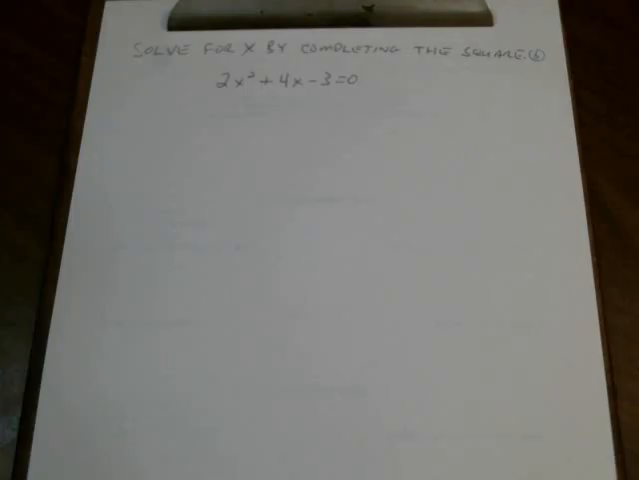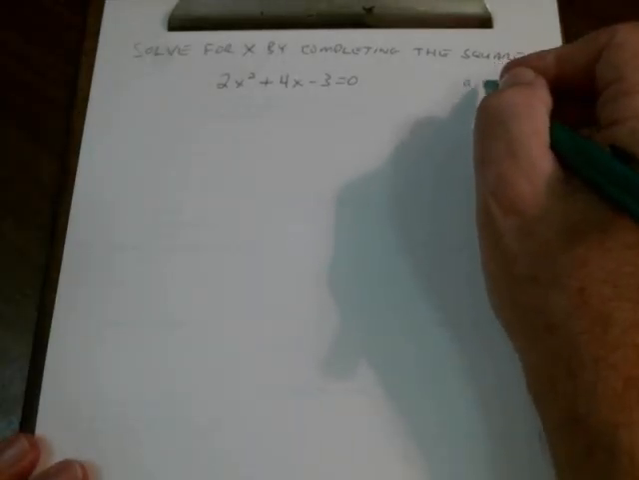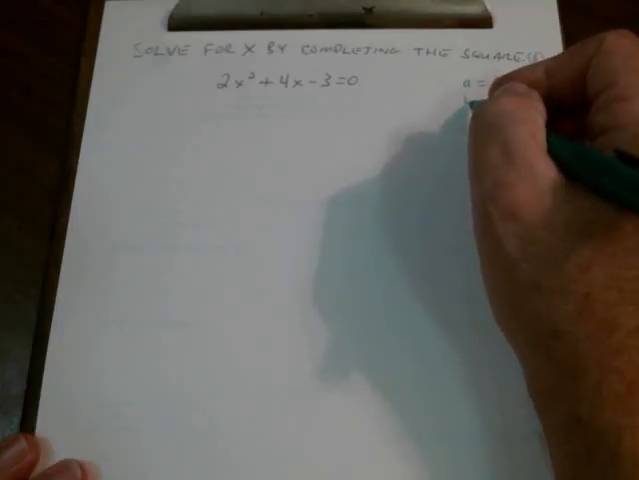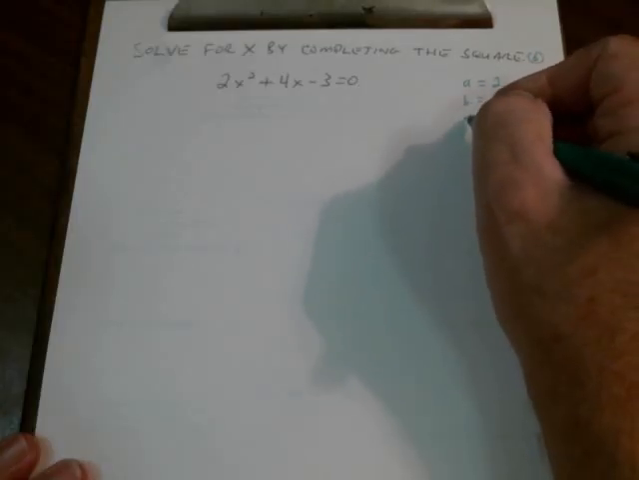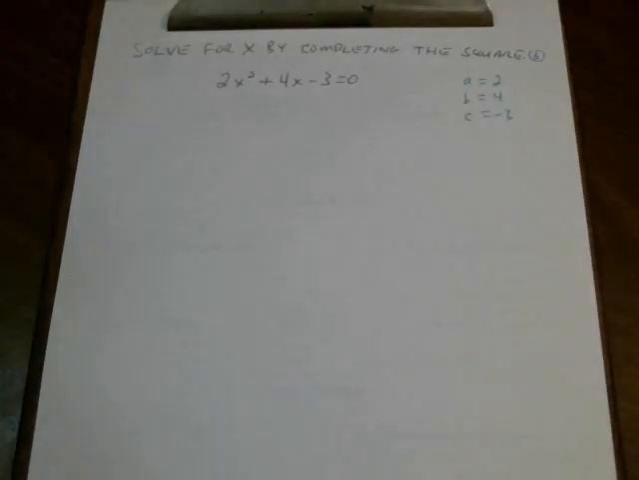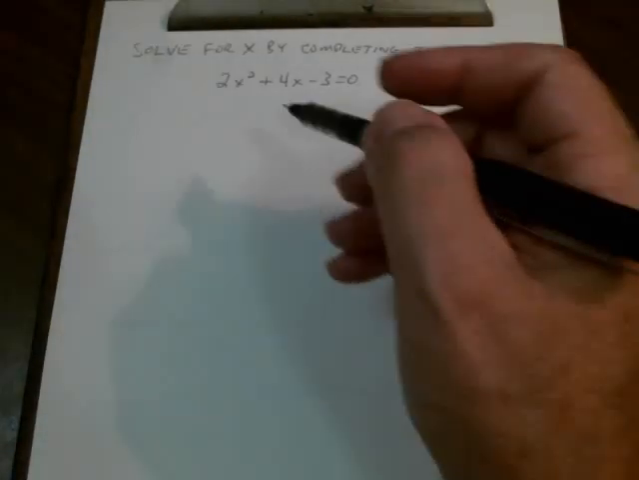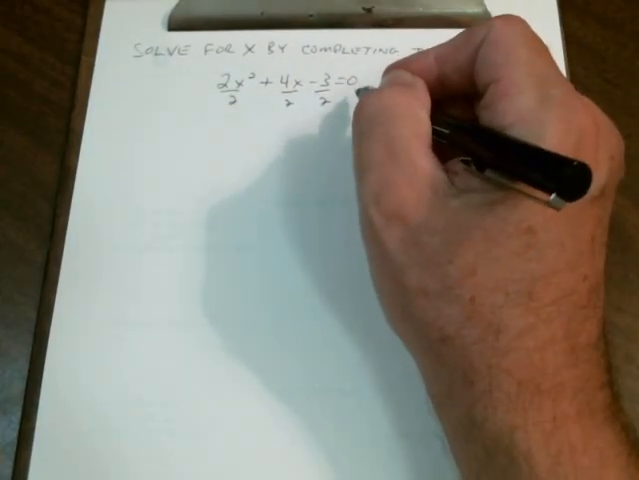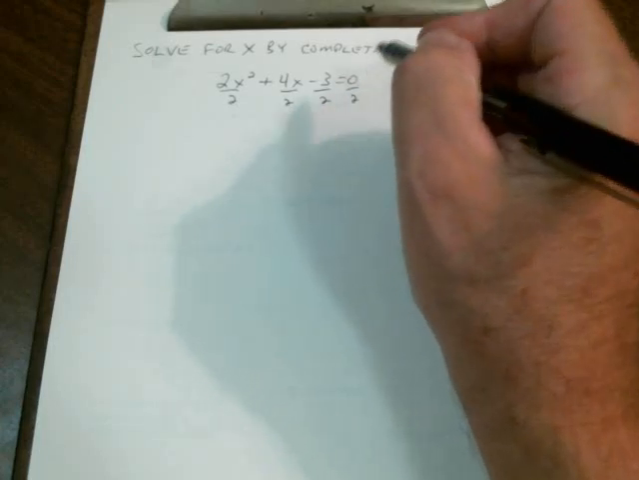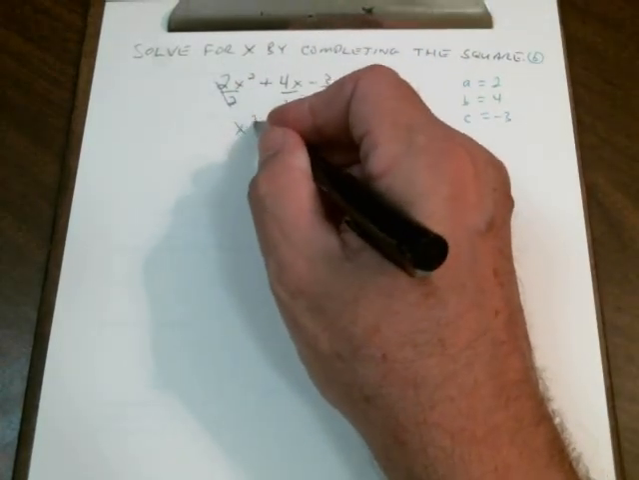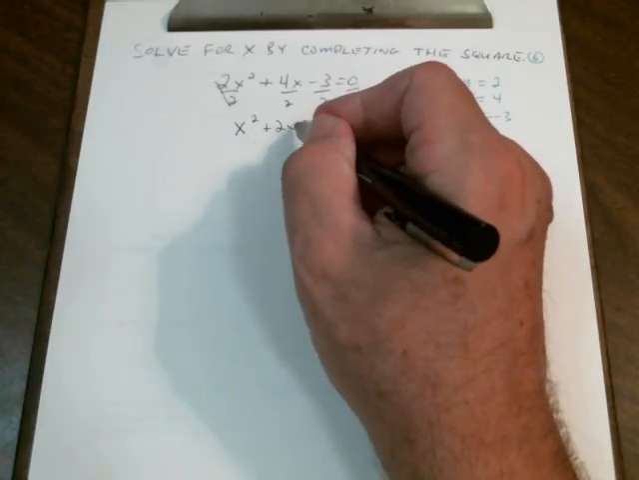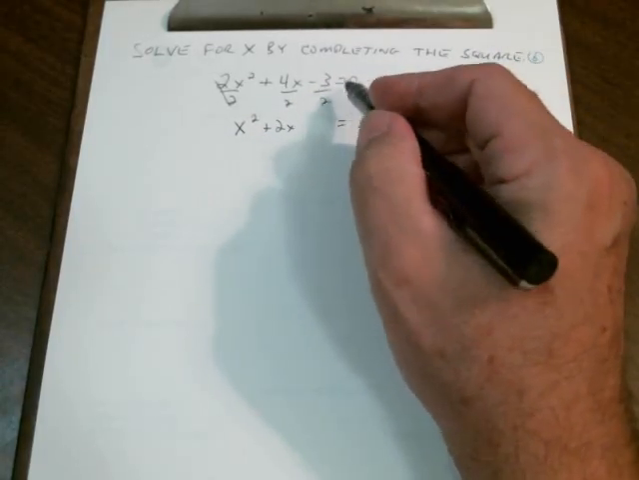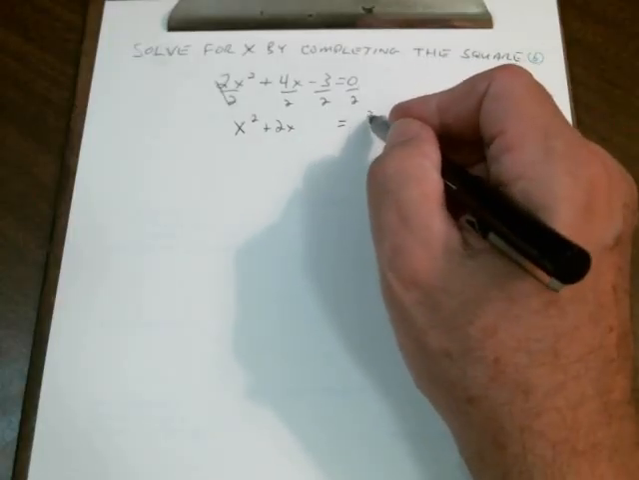Now in this variation, we are going to start pretty much the same way as we did in the first go around. I'm just going to list here what A, B, and C are. Right, so we'll divide by 2 across the board to get the leading coefficient to be 1. All right, so we have x squared plus 2x, and we'll bring the 3 halves over, so we'd have positive 3 halves on the right.